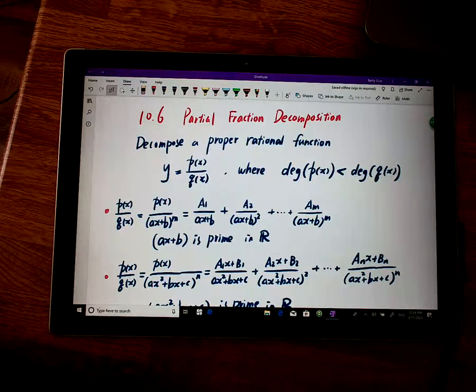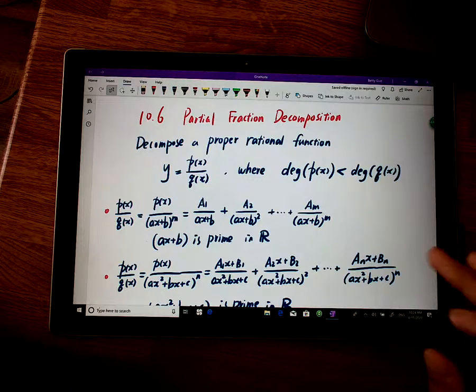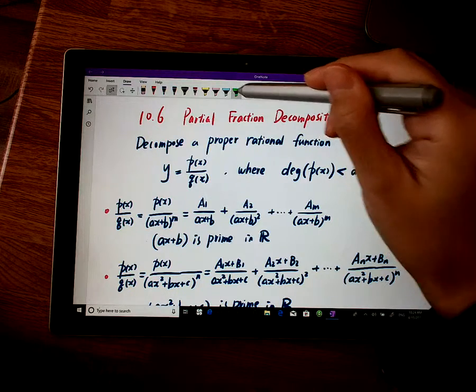Hello everyone. In this video we are talking about partial fraction decomposition, section 10.6. In this section we deal with rational functions. Let's recall what a rational function is.